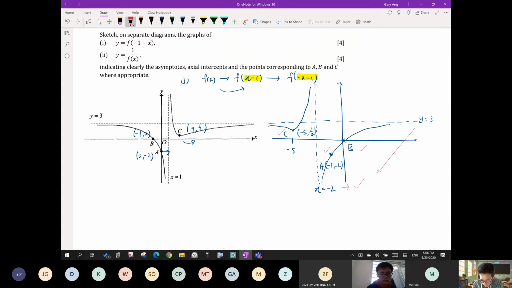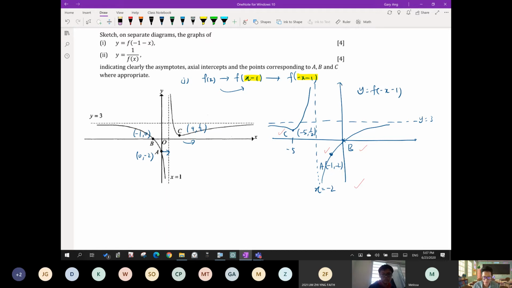Okay, must be both correct. Either one wrong, 0, no mark already. All right, you don't have the 1 mark. Are you following? Of course, labeling, please. But labeling, this one will come under the presentation marks at the end of the whole paper. So you don't want to get penalized for that.